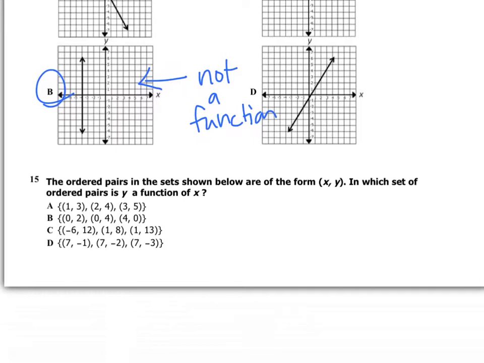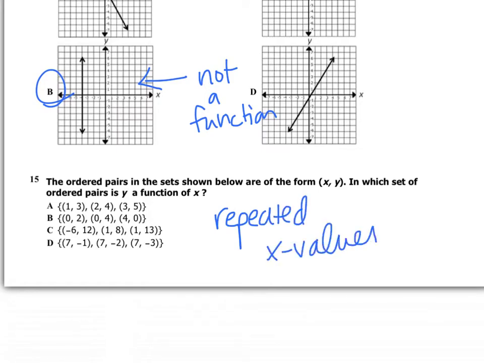Okay, in order to make sure it's a function, we're looking for repeated x values. And do we have any of those here? Well, we got 1, 2, 3. So this one's okay. 0, 0, 4. Nope. 2 zeros. Can't be B. -6, 1, 1. 2 ones. Can't be C. 7, 7, 7. 3 sevens. Definitely can't be D. A is our correct answer.